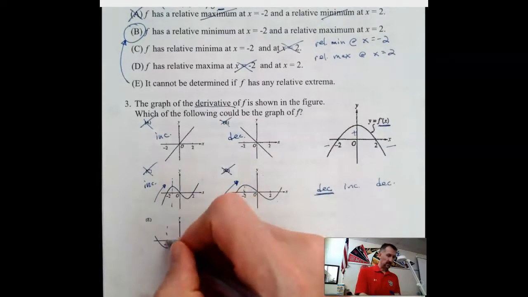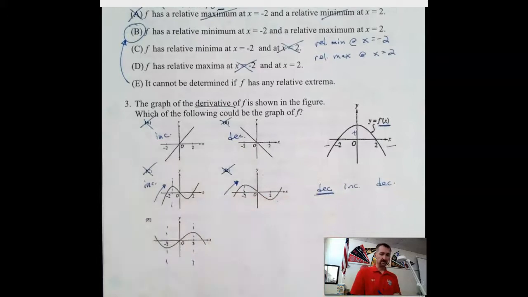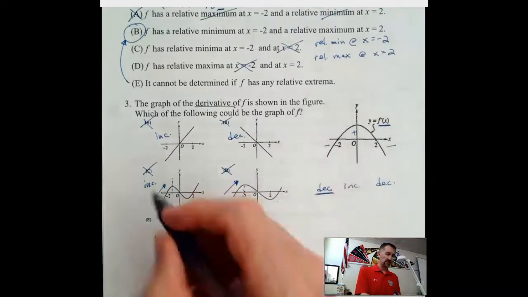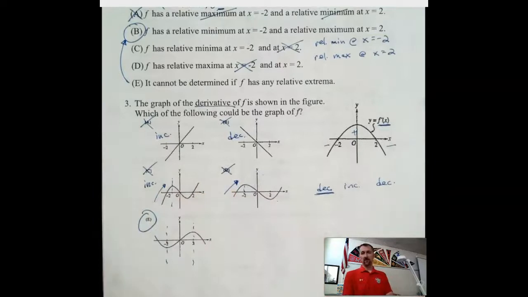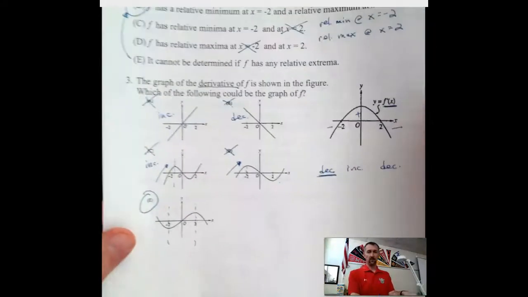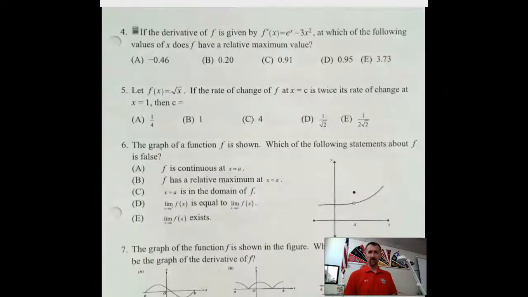So we don't just want to circle this last answer though, unless we have time we want to think about it. So this is decreasing up to negative 2, then it's increasing from negative 2 to 2, and then it's decreasing. So that's our answer. Okay? These are all sample multiple choice questions for Chapter 3.